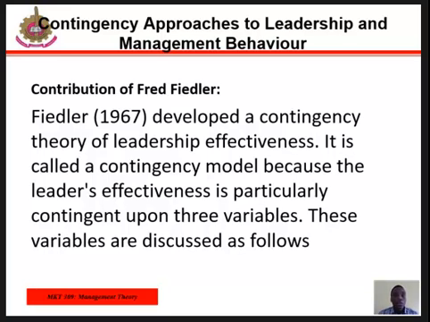Contingency approaches to leadership and management behavior. Contribution of Fiedler. Fiedler, 1967, developed a contingency theory of leadership effectiveness. It is called a contingency model because the leadership effectiveness is particularly contingent upon three variables. These variables are discussed as follows. 1. The leader-member relations: the extent to which the leader is accepted by the group. Where the leader and his group get along, the leader has greater influence than where he is disliked.